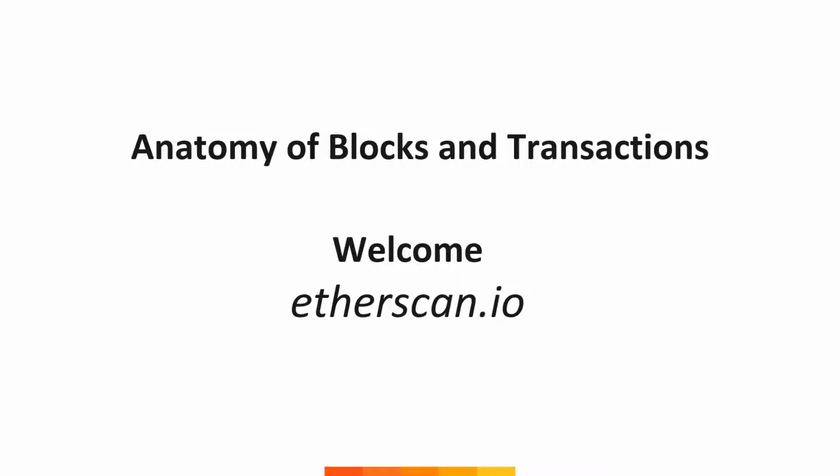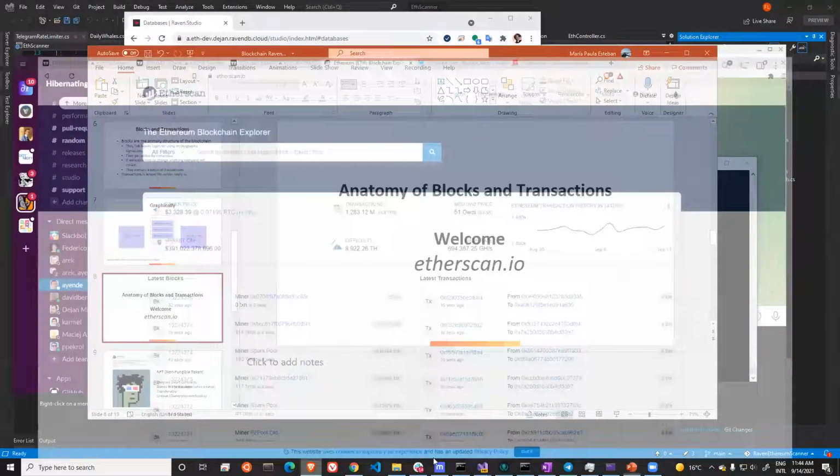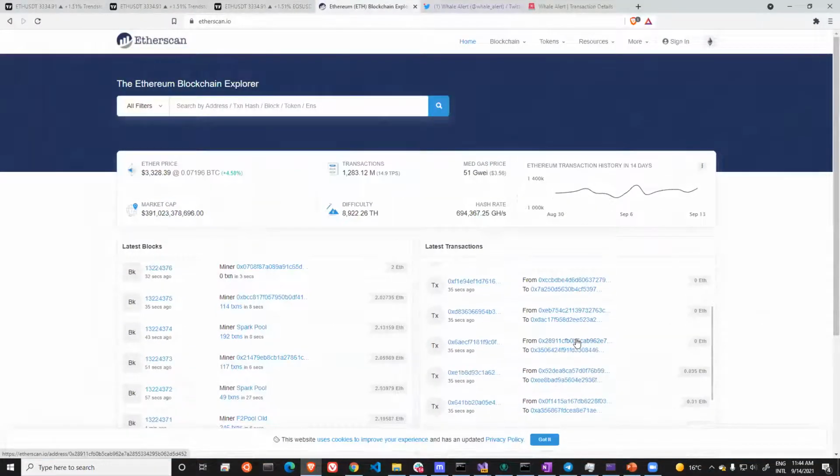We are going to go to one very useful application, which is called Etherscan.io, which allows you essentially to look into that particular thing. So as you can see here, these are the latest blocks. This block was generated 32 seconds ago, and this one 35 seconds ago.